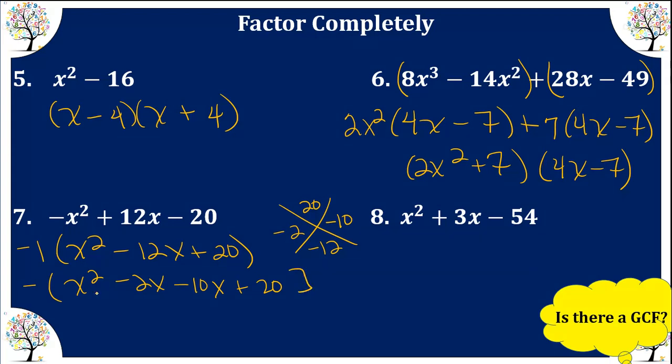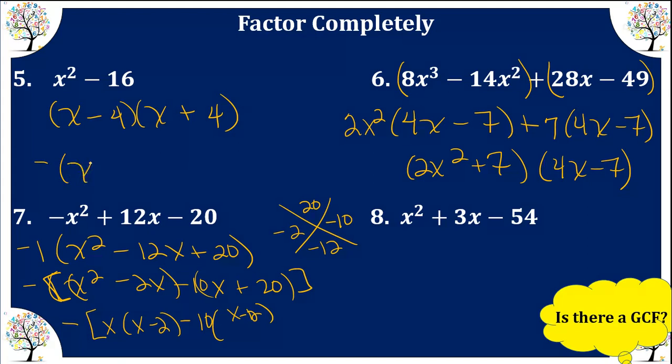I'm going to use some brackets here. And then I'm going to group the first 2 and the last 2. I have my negative GCF. I'm going to factor out an x here minus 10. And then I have x minus 2. So I'm going to come up here where I have more room. I have negative, my GCF. Then I have x minus 10. And then x minus 2. This is my answer for number 7.